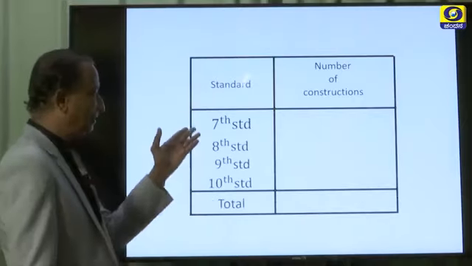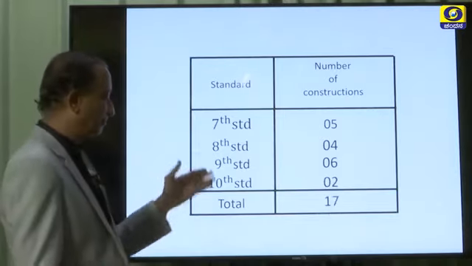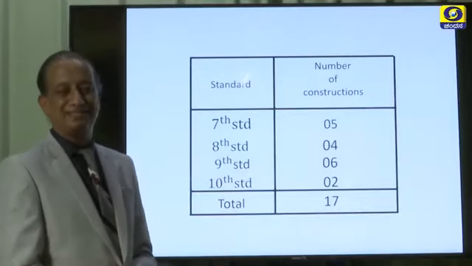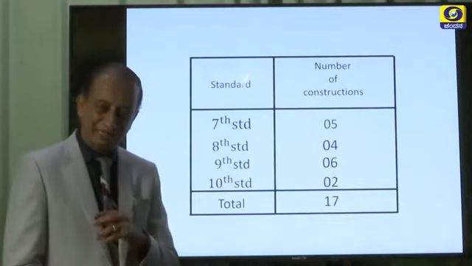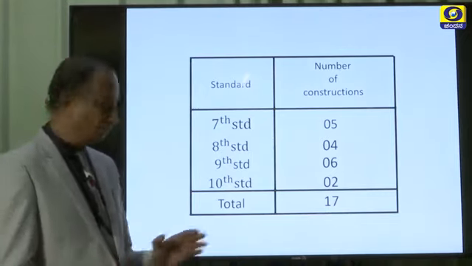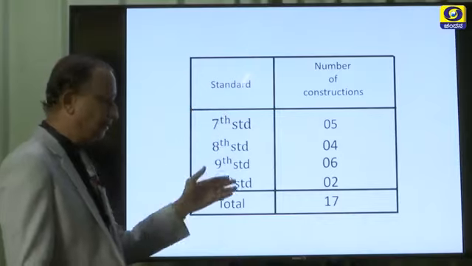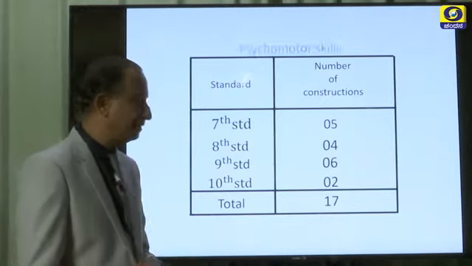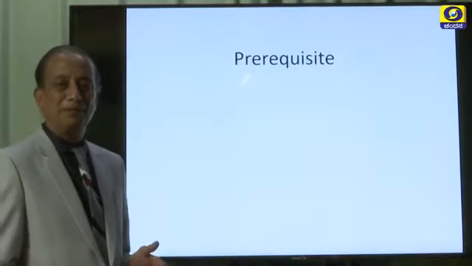Children, here is a small statistics of how many constructions we have done so far, from 7th to 10th standard. Maybe around 17 constructions so far you have understood and constructed. Have you ever bothered about the justification part? Today we will also learn the justification for the 2 constructions that we are going to do in the 10th standard classes. Thereby you can try to give the justification for all the remaining 15 constructions. Okay? Now, this construction requires some prerequisites.